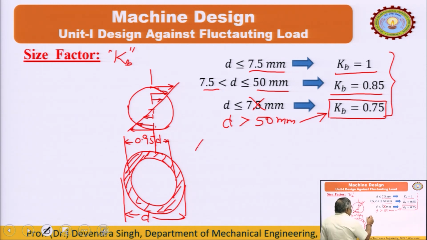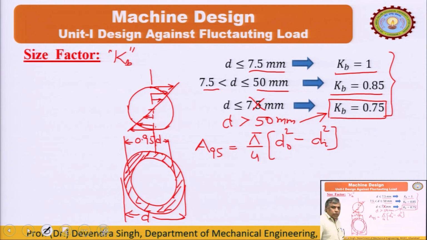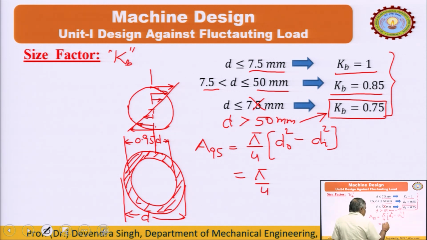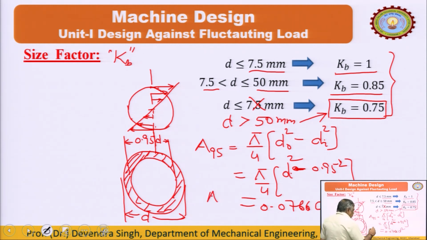So, A95 we can get as pi by 4 times (d naught square minus d i square), and this is equal to pi by 4 times (D square minus 0.95 D square, with the inner diameter squared). I think it will be 0.0766 D square, A95.